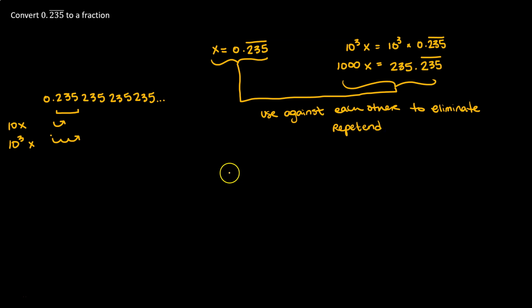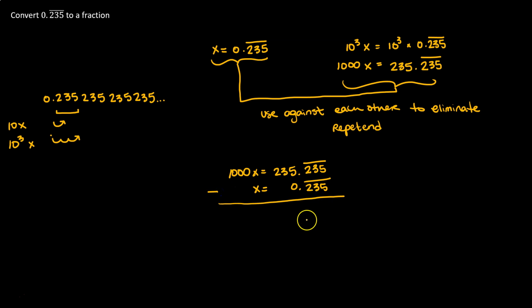So I'm going to put my second equation that we created on top because those numbers are bigger than the numbers that we started with. And then I'll put my first equation on bottom. I'm going to line up my decimals so that they're in the same place value. It'll make it easier for us to do our subtraction.